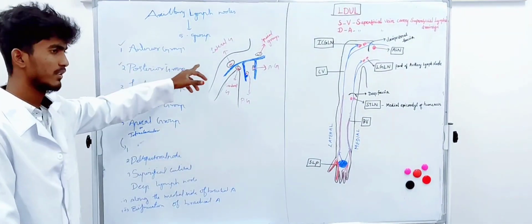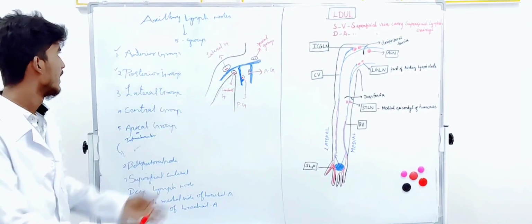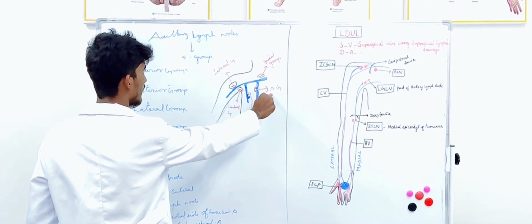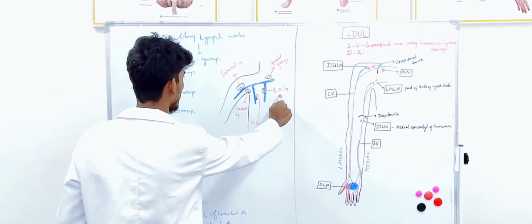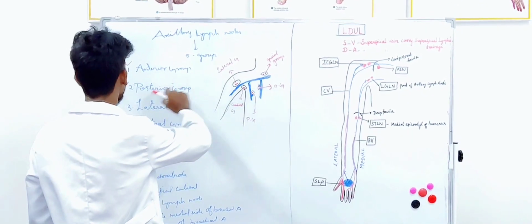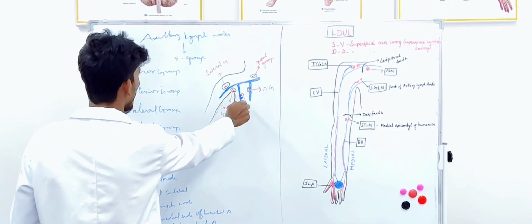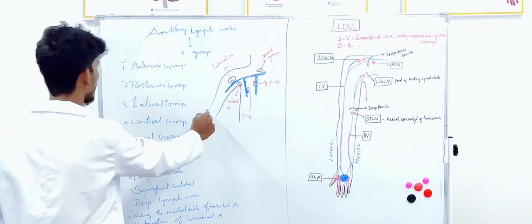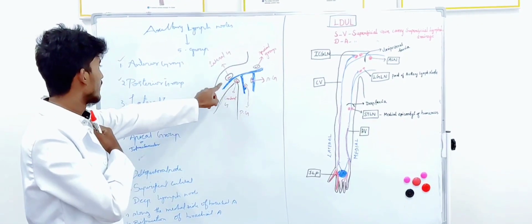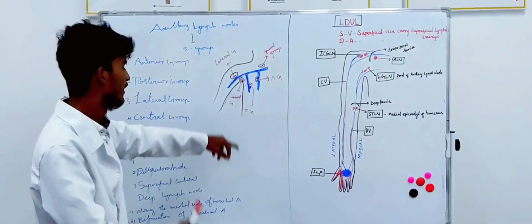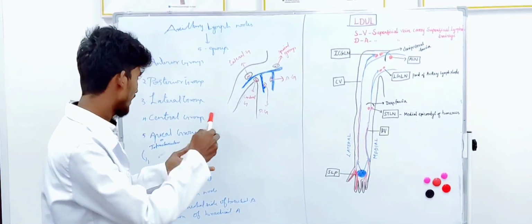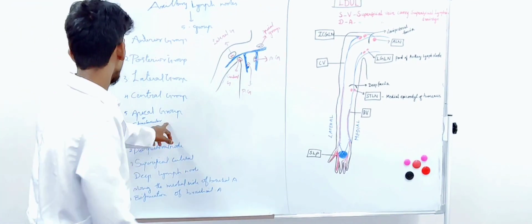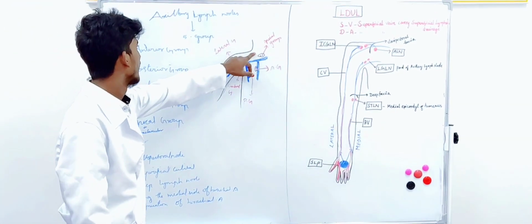The anterior group receives from the anterior wall of the upper half of the breast, and the posterior group receives from the posterior wall of the breast. The lateral group receives from the upper limb. The central group receives from the floor of the axilla. The apical group receives from the limbs.